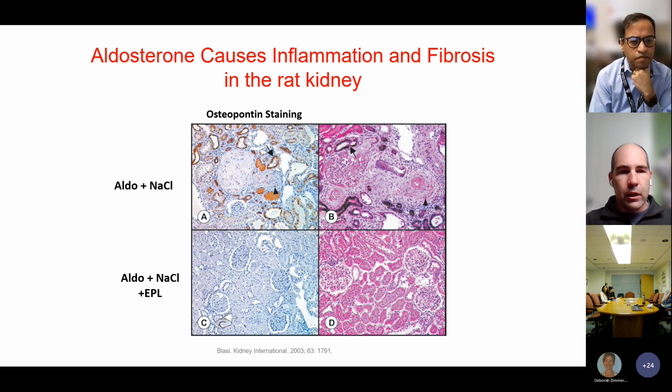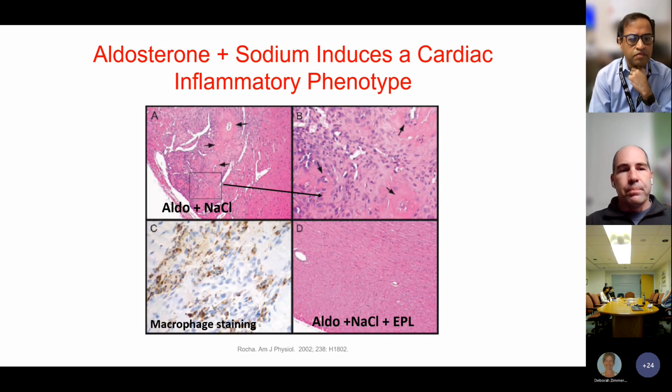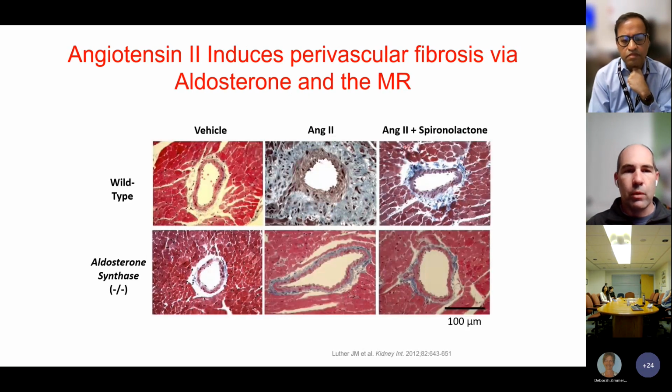If you give eplerenone to those same animals, you basically block all this injury. So it's a specific MR-mediated effect in the rat. And you see the same thing in the heart. If you give aldosterone plus salt, you get this injury in the heart and macrophage infiltration, and if you give eplerenone, you block this. This is just a little bit of the basic research. There are plenty of other models where they do this as well.